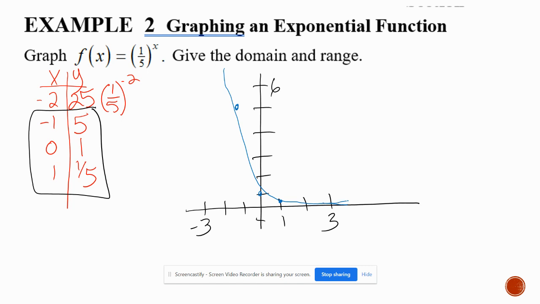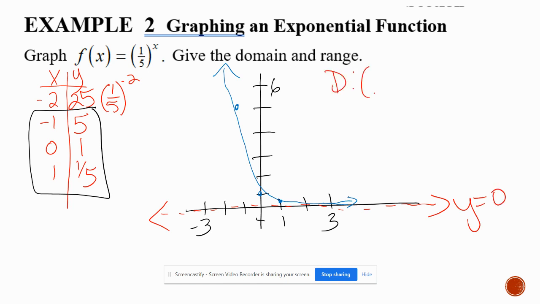And we're going to make sure that our graph curves that way, but doesn't curve back up, because this is not going to be a parabola. But we also don't want it to touch or cross our asymptote. Make sure you draw your asymptote in every single time.